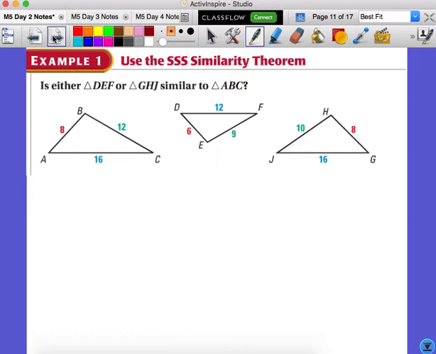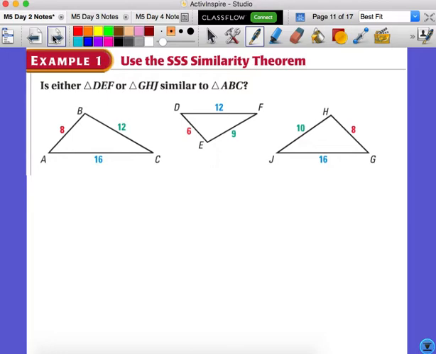So this says, is either DEF or GHJ similar to the original figure ABC? Now in my example here, these are color-coded for you so that you can see what corresponds. But on a test or quiz, that won't be the case. So let's talk about how we figure that out.